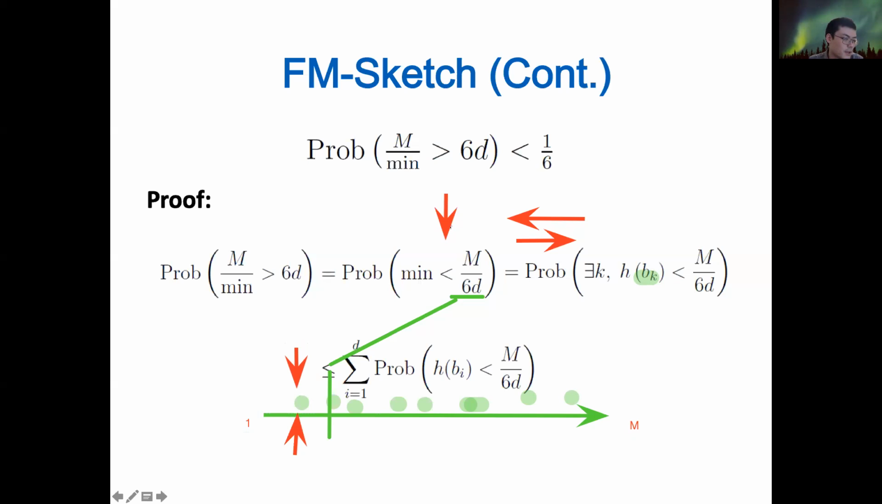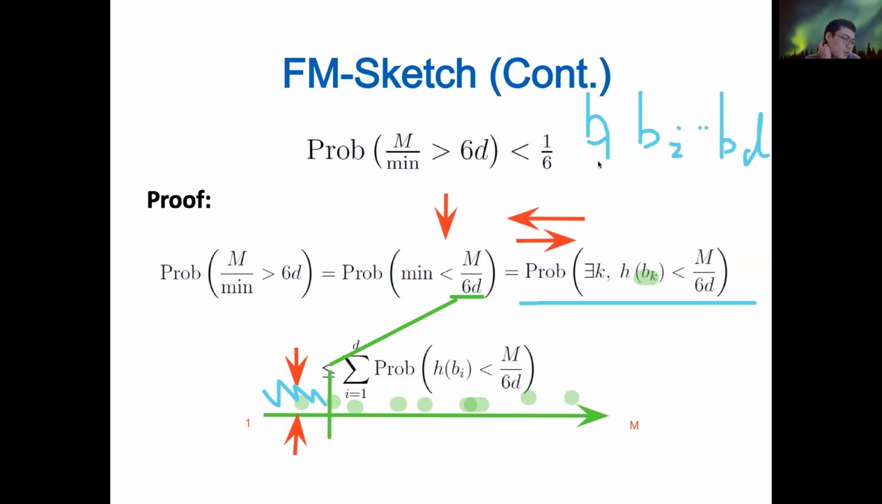Next, let's think about this term. So this is actually using a union bound. We are saying, what's the probability that the first distinct element is hashed to this side? And what's the probability that the second distinct element B2 is hashed to this side? Altogether we have D different elements.